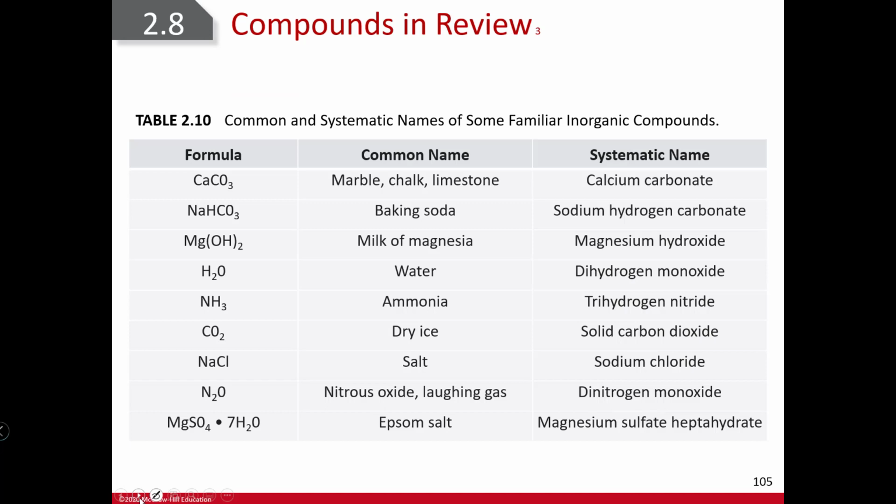All right, here's some more common names, and most of these I do want you to know. We can't get around this. This is limestone. This is what we mine in Lexington. We've got limestone mines here. Then we have sodium bicarbonate, which is baking soda. We have magnesium hydroxide, milk of magnesia, water, ammonia, carbon dioxide, or dry ice if it's a solid. Sodium chloride, nitrous oxide, also called laughing gas. We would normally call that dinitrogen monoxide. You never hear it called that.